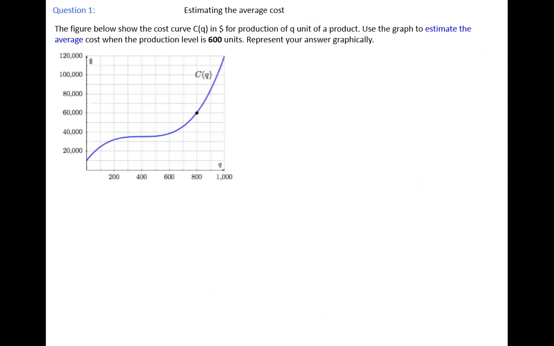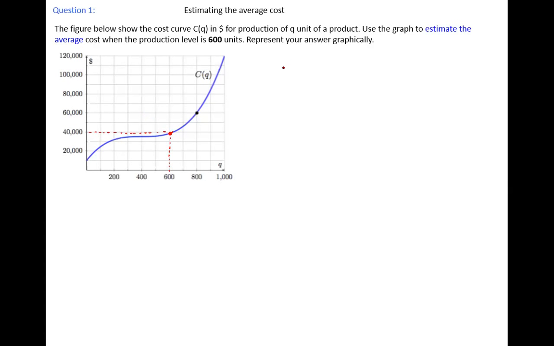And we can try to solve a first question, because we have to know how to apply, how to use that information. Okay, the figure below shows a cost curve, C(Q), in dollars for production of Q units of a product. Use the graph to estimate the average cost when the production level is 600 units. Represent the answer graphically. That's what we have to do. We have to find 600, I believe is here, and I think the corresponding value will be helpful.